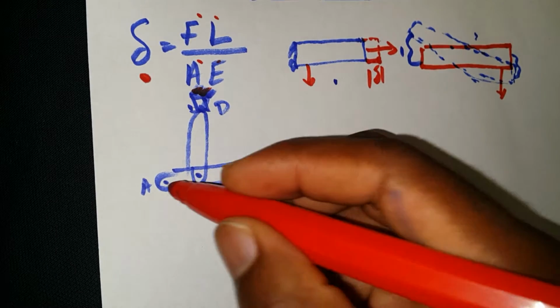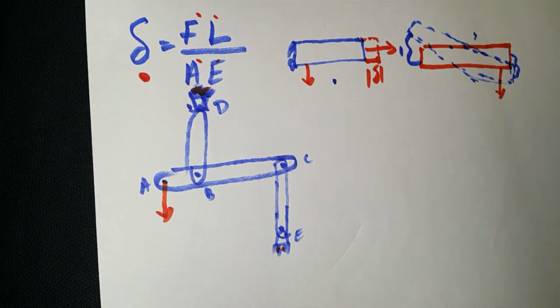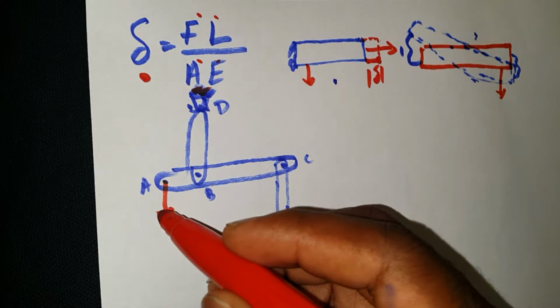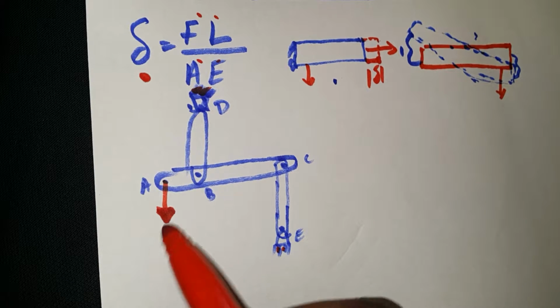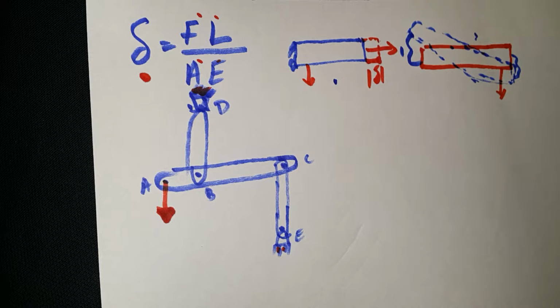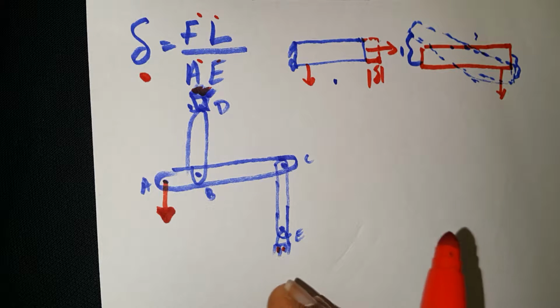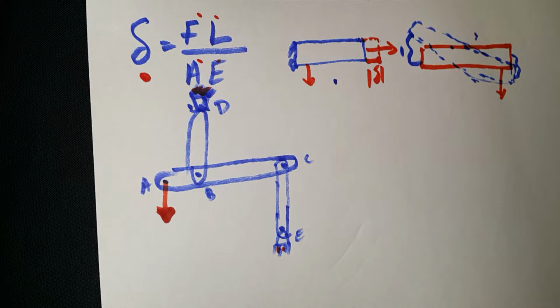Okay, now let's apply a force here. You see, if a force is applied here, sometimes students find it very difficult to analyze, but it's quite simple though. Now a force is applied here. What are we going to do? The first thing for you to do, for you to understand this, you have to draw the free body diagram. But before we proceed to the free body diagram, you have to know what this member is.